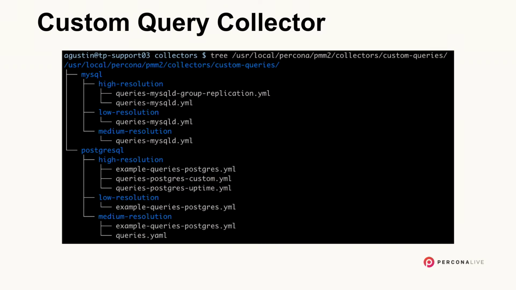So where do we create the YAML files? These are going to be in user local Percona, PMM2, collectors, and custom queries, right? And then from custom queries, we have MySQL and Postgres, and then the resolutions we mentioned before, right? So this is up to you to decide which resolution you are going to use, and it's an important decision. So you need to test this.